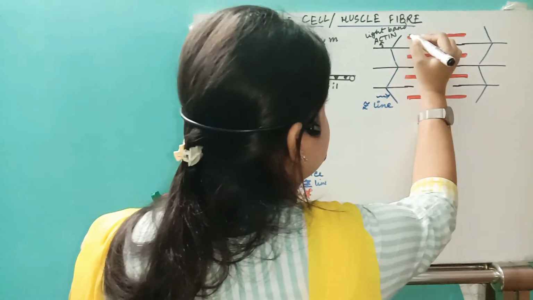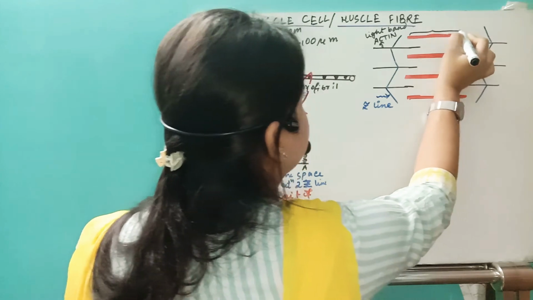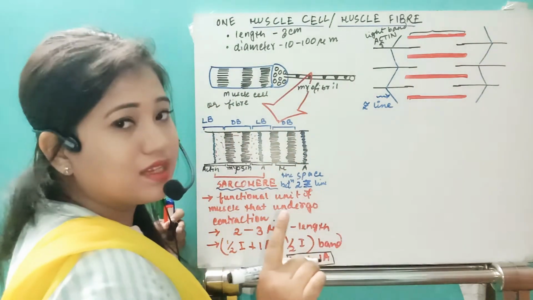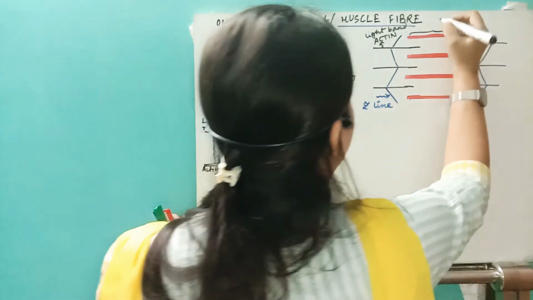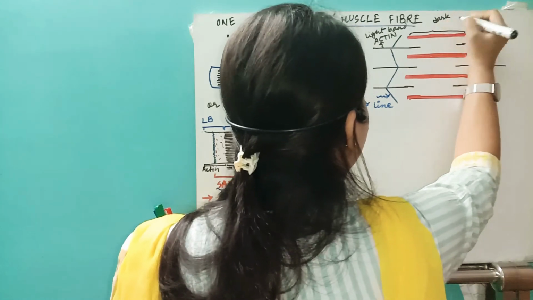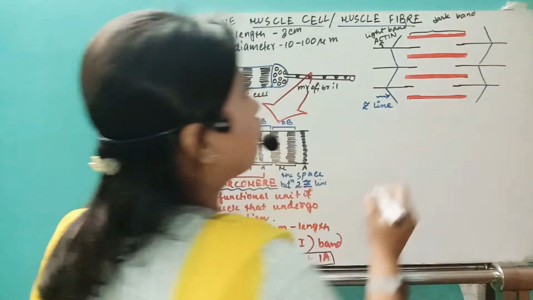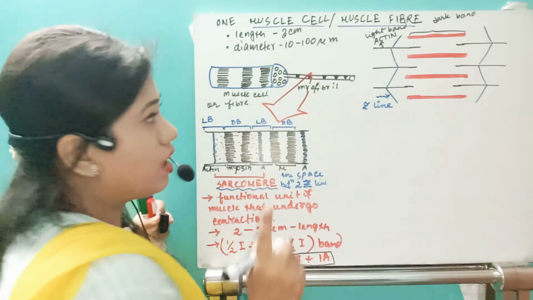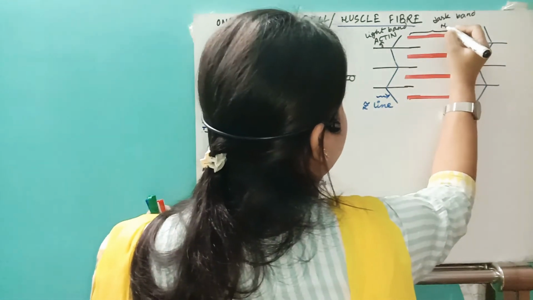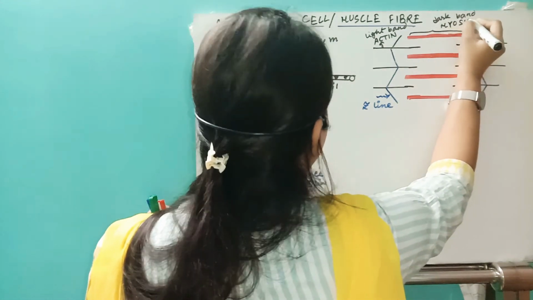And this red colored lining is the dark band. This dark band is made up of what? This dark band is made up of another protein, and that is known as myosin.